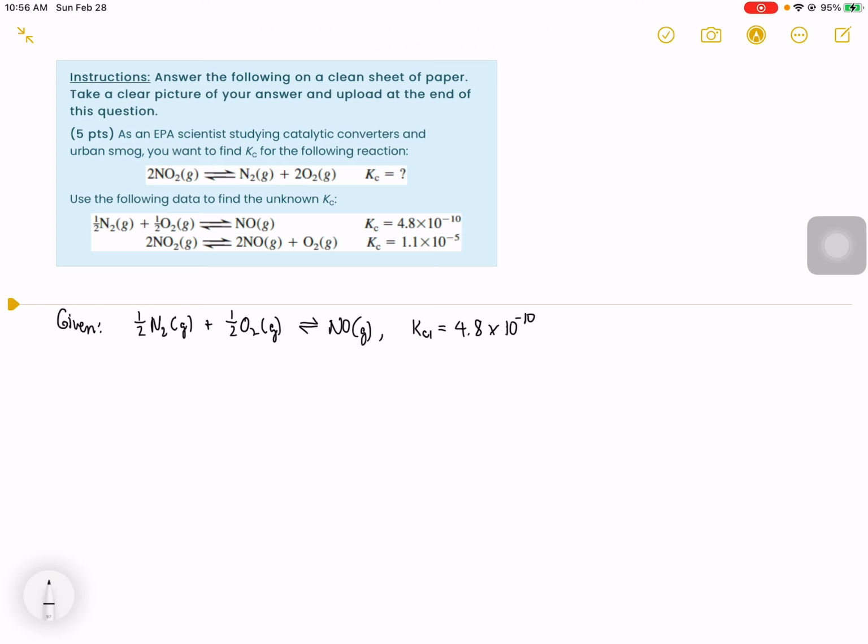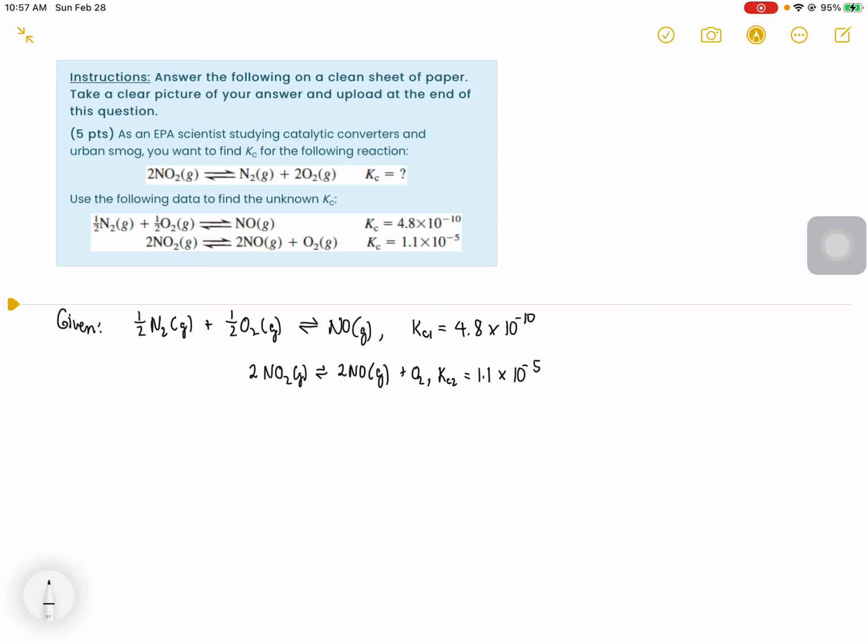Also given to us is the second equation that we have. So there are 2 moles of nitrogen dioxide decomposing to form 2 moles of nitrogen monoxide and oxygen. At this same temperature, its K sub C is also known. We call it K sub C2, and it is equal to 1.1 times 10 to the negative 5.